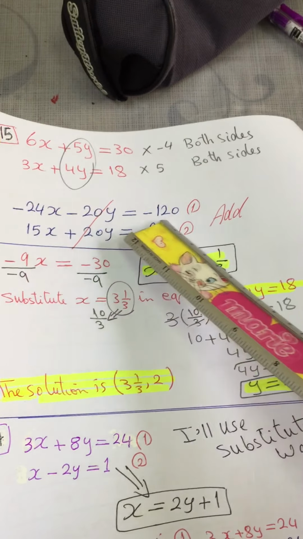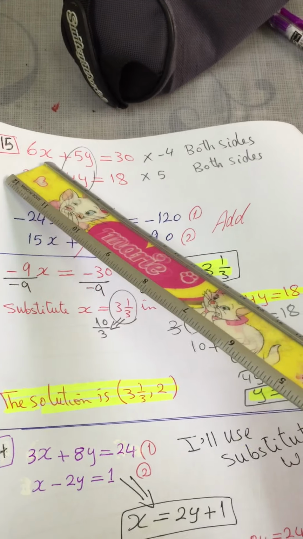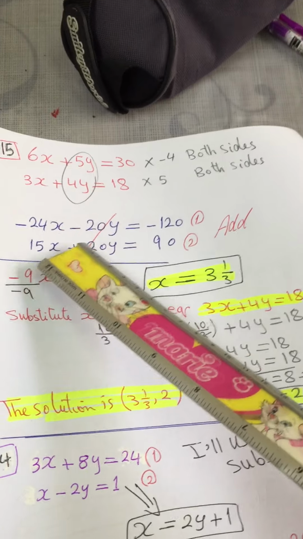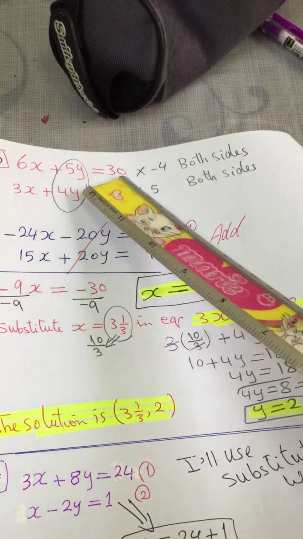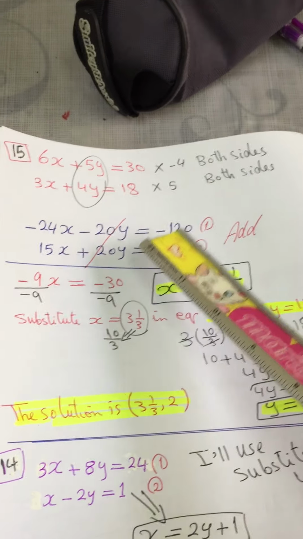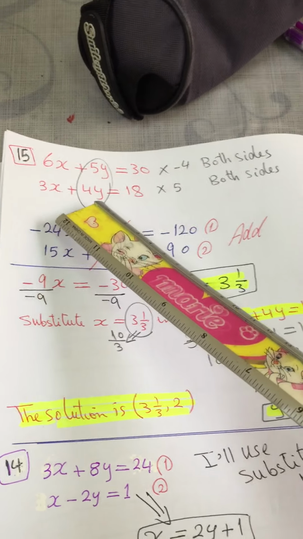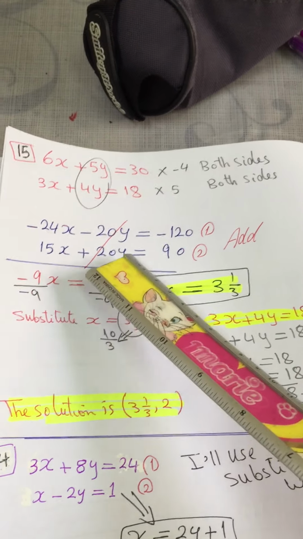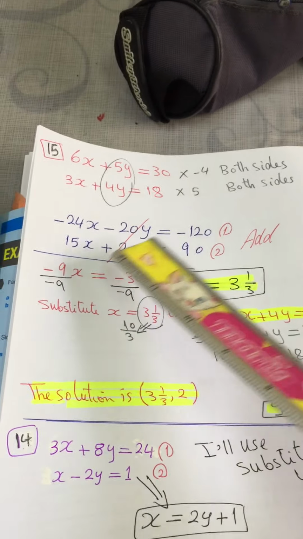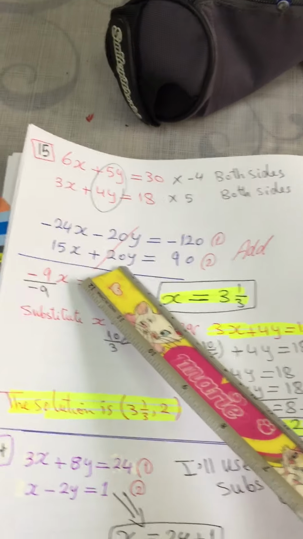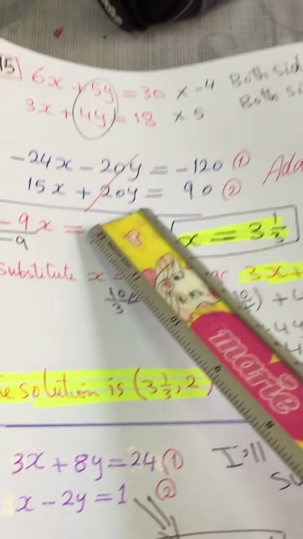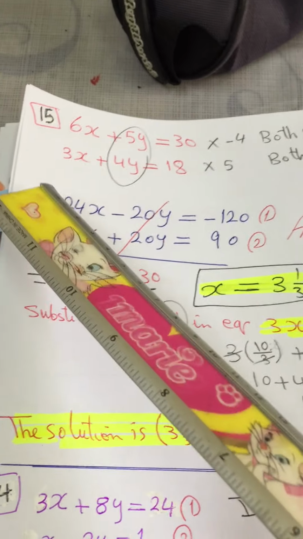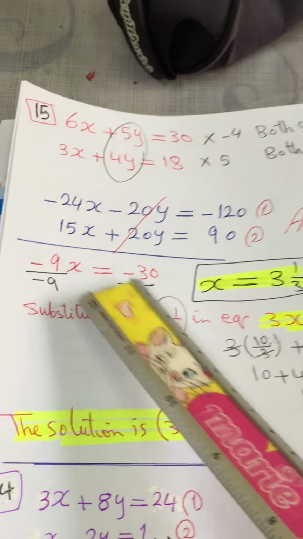Then complete, as you see here, multiply by negative 4 up, so it will be negative 24x. Negative multiplied by positive equals negative 20y. Negative times positive equals negative 120. And down, we have 3x plus 4y equals 18 multiplied by positive 5. So we have 15x plus 20y equals 90. Add to eliminate the positive and the negative 20y, like this. Now what's left? Negative 9x, because I'll take the sign of the bigger, and negative 30.